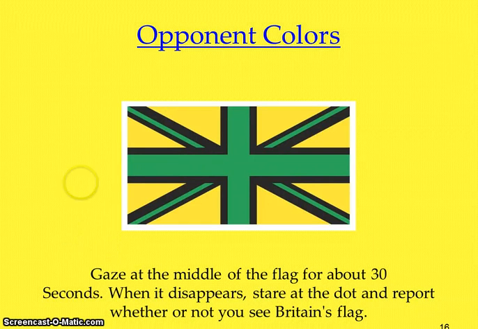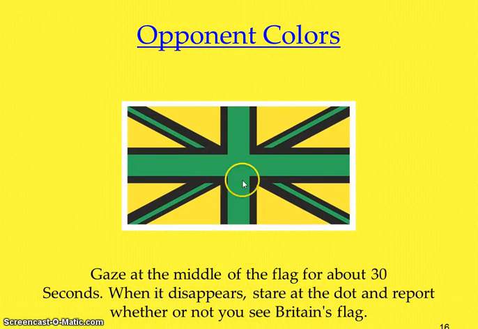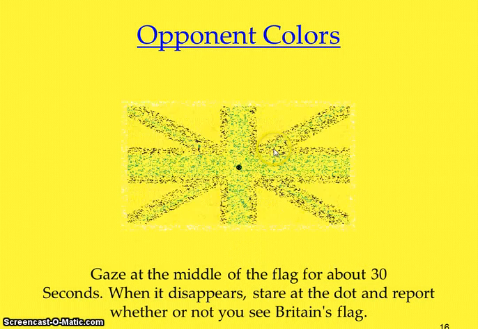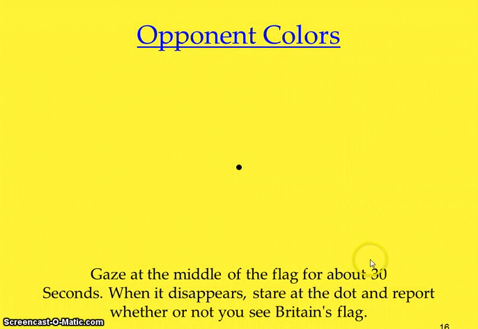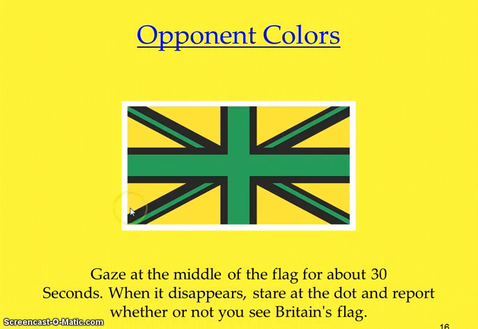So if you were to gaze at the middle of this flag for about 30 seconds, when it disappears, stare at a dot or something white, and you will see the British flag. That's because the opponent colors of green and yellow would be red and blue. Therefore, you would see the British flag.